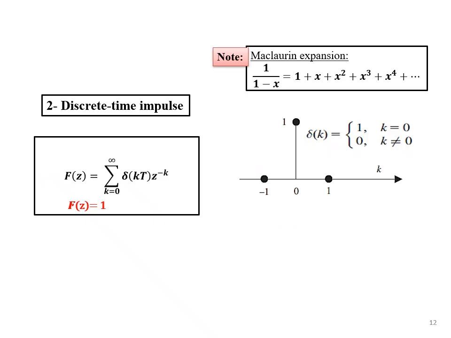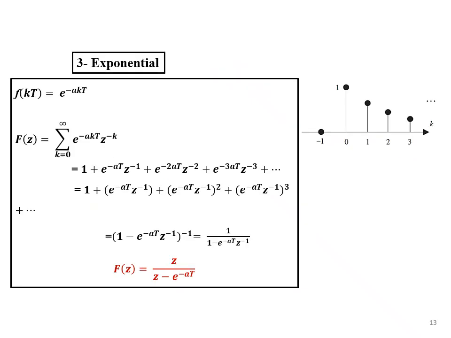Now we will discuss the unit impulse. We have the summation k equals 0 to infinity of delta of kT times z to the power negative k. We have only the signal at k equals 0 and 0 at any other k value. Then F of z will be equal to 1 for the discrete-time impulse.